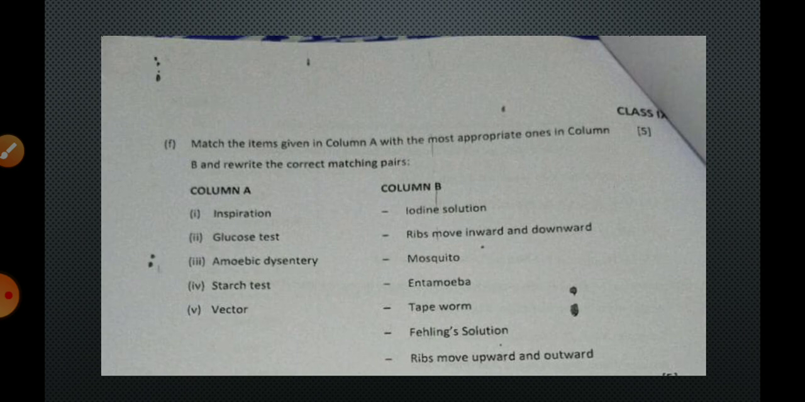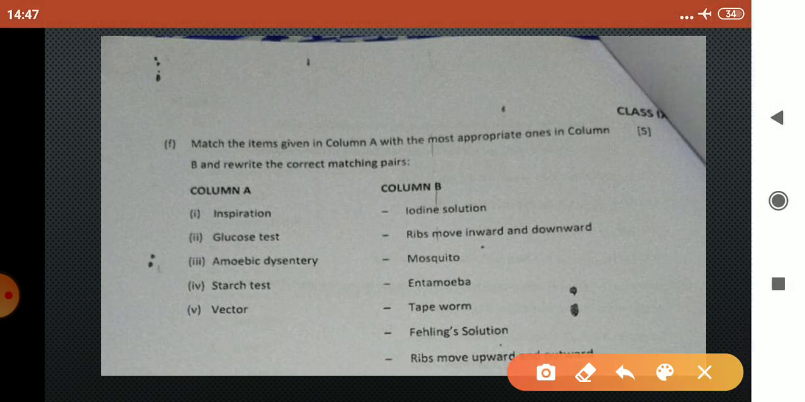In this part you have to match the items given in column A. In this F question, you have to match the items given in column A with the most appropriate ones in column B and rewrite the correct matching pair.